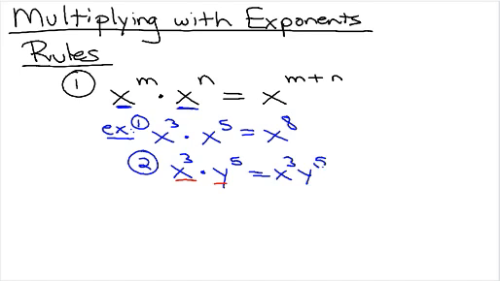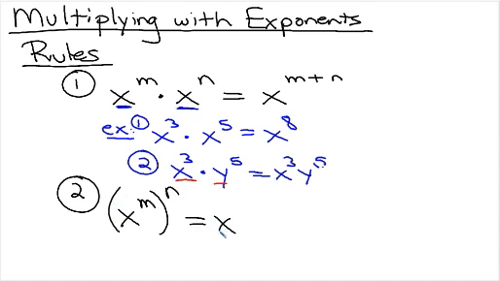All right, the second rule is the power of a power rule. This is if I have x to a power, the whole thing raised to a power, like that. In this case, I multiply the powers. This is x to the m times n. You multiply the two powers.